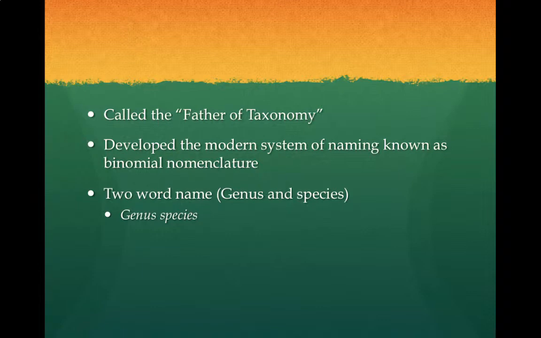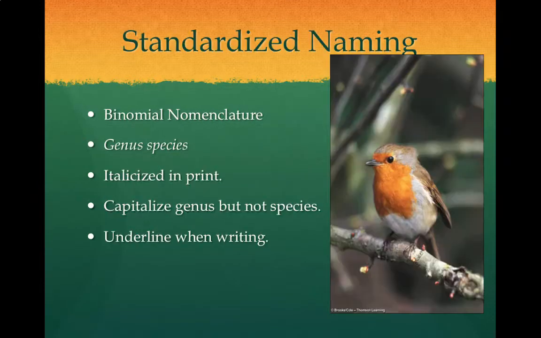It is a two-word name, which has the genus and the species, conventionally written in italics and with the first letter of the first word, the genus name, capitalized, and the first letter of the second word, the species name, lowercase. Standardized naming. Again, binomial nomenclature.